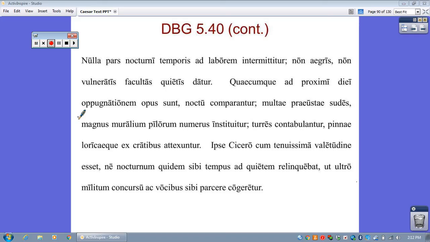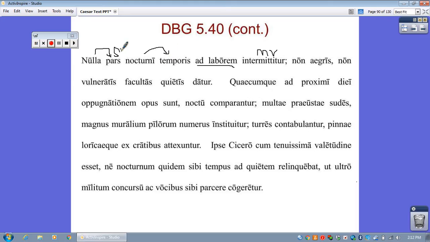This is the second half of 5.40. So if we take a look at the first sentence, it looks to me like nulla pars is going to be the subject. So nulla, modifying pars there. Pars is the subject. And if I'm following along, I see a prepositional phrase, ad laborem, and then finally I see a verb, intermittitur. That's going to be my first main verb. And nocturni and temporis both look genitive. So what does it all say?